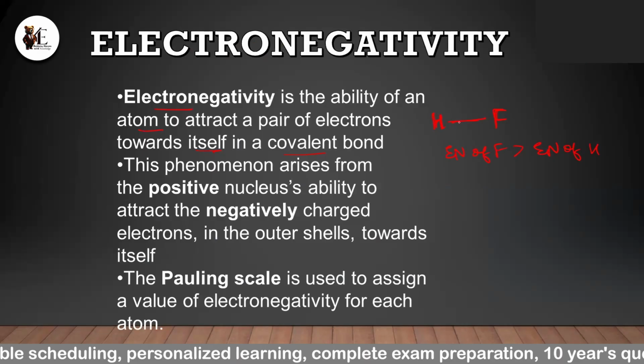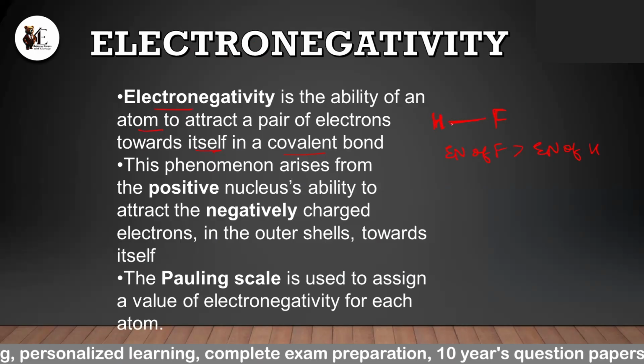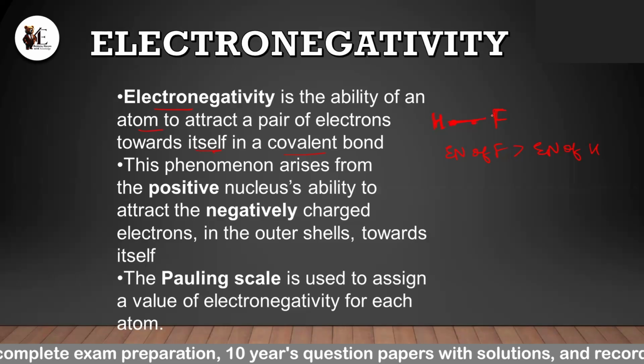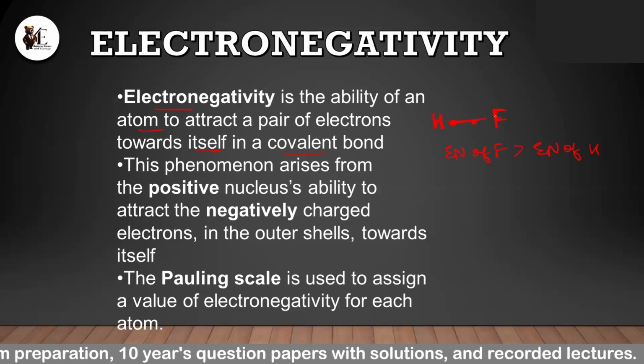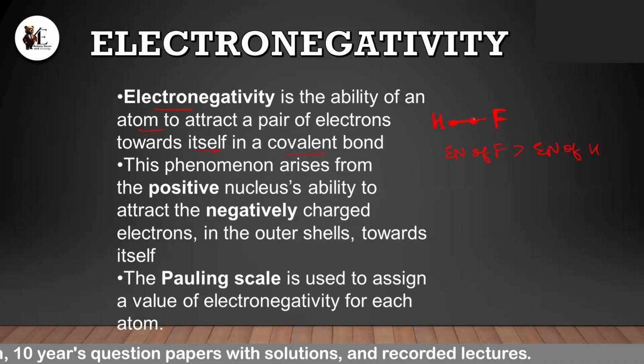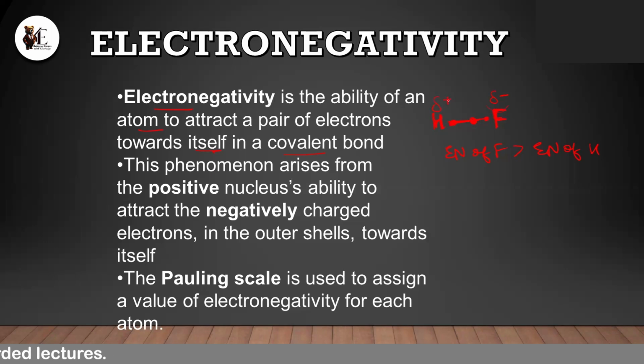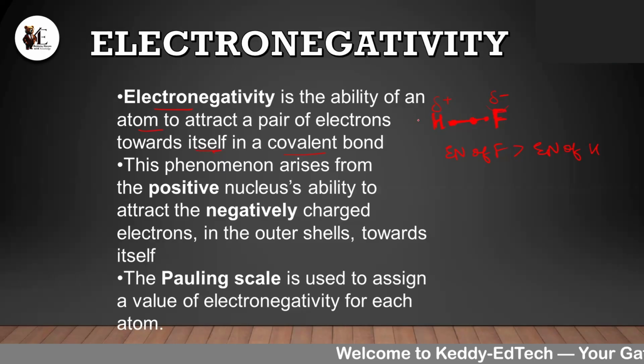In this bond we have two electrons. So electronegativity is the ability of the fluorine atom, because it is more electronegative, to attract both these electrons towards itself. So it becomes a partial negative charge because it attracts electrons towards itself, and hydrogen becomes a partial positive charge. Why partial? Because not all the electrons are attracted to fluorine. They just come closer to fluorine. So that's why the charge is partial here.